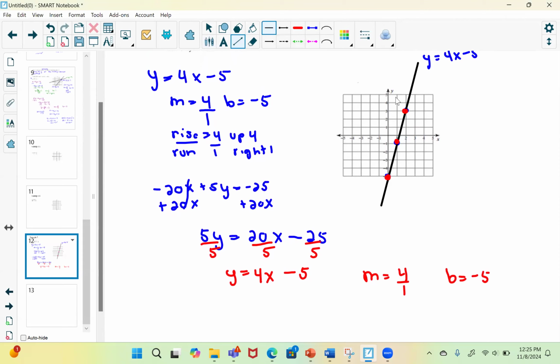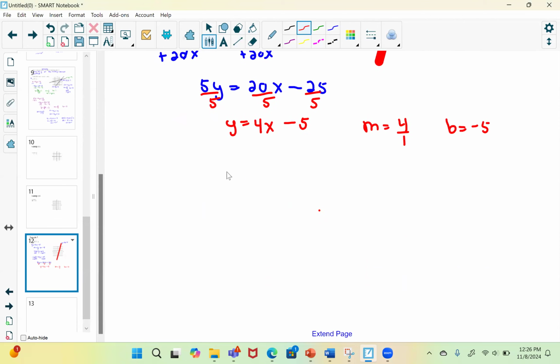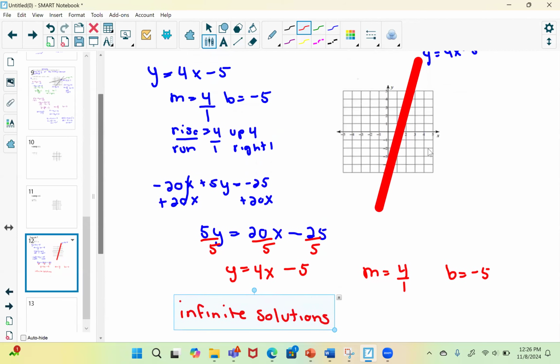And so this is the case where if I drew my line again in a different color, I get the exact same line, okay? And if that happens, you get the exact same line. This is called infinite solutions. Okay? And the only time you get infinite solutions is when you get the exact same line, which means there's an infinite number of points on this line that work.